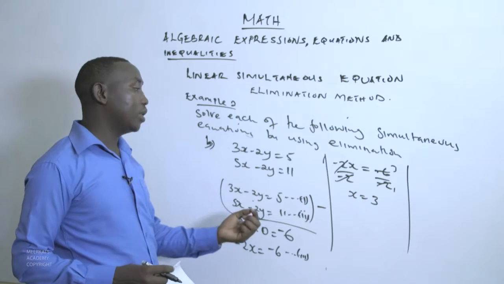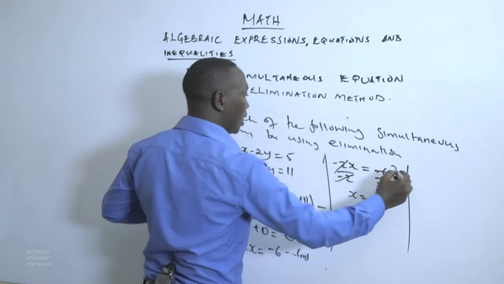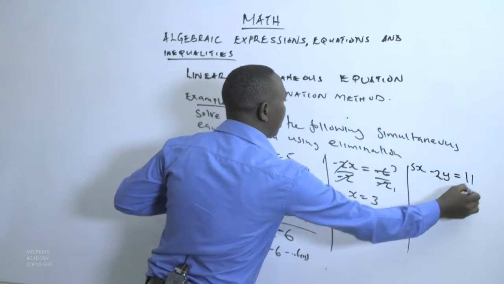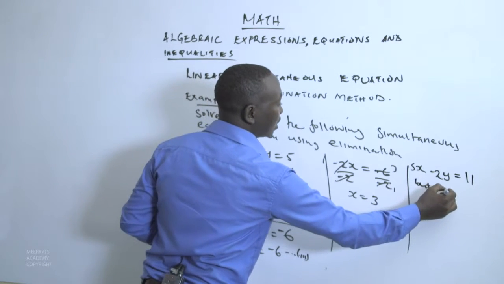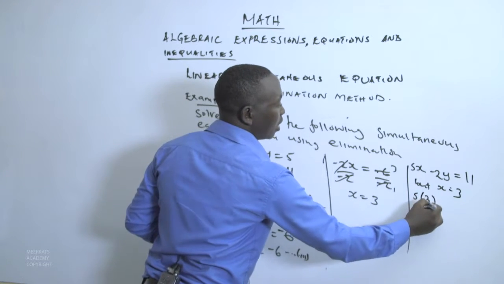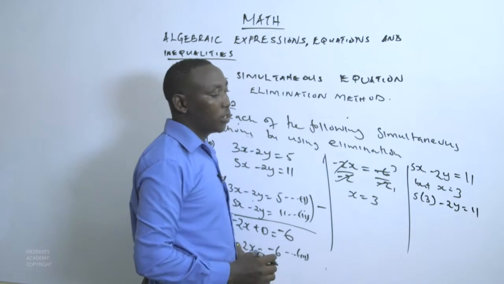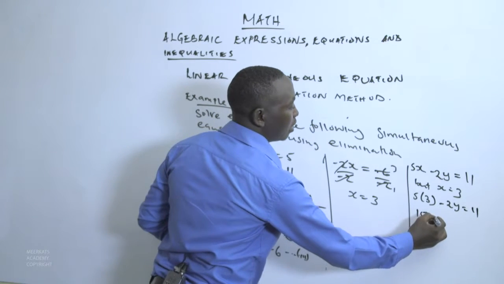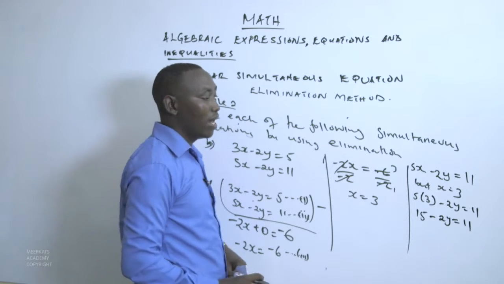Let us use the second equation in finding the value of y. Our second equation is 5x minus 2y is equals to 11. But we have found out that x is equals to 3. So when you make that substitution, that will be 5 multiplied by 3 minus 2y is equals to 11. 5 multiplied by 3 is 15. So 15 minus 2y is equals to 11.